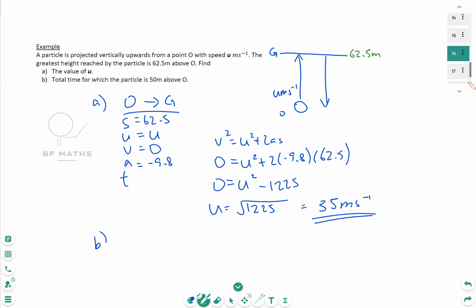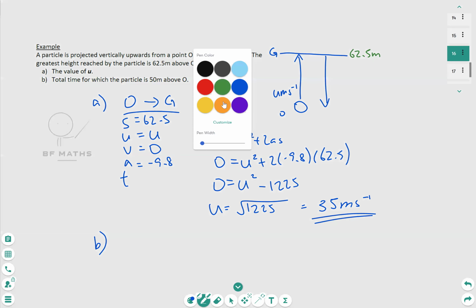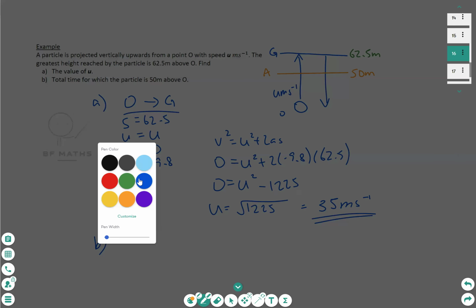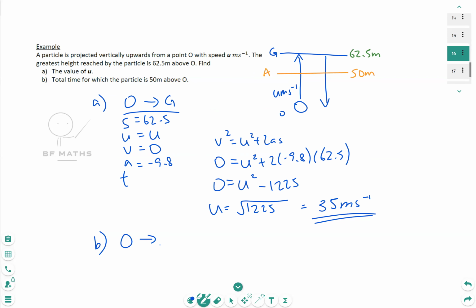Part B. Find the total time for which the particle is 50 meters above O. Now, before we start, I want you to think of this question. Can we use the same SUVAT table as in part A? The answer is no. 50 meters above O, the point G is 62.5, so we cannot use the same point. So let's call this point A, which is 50 meters. So we need a new point. We need a new SUVAT table from O to A.